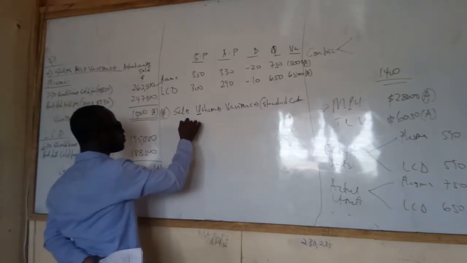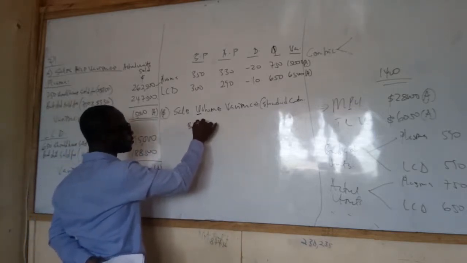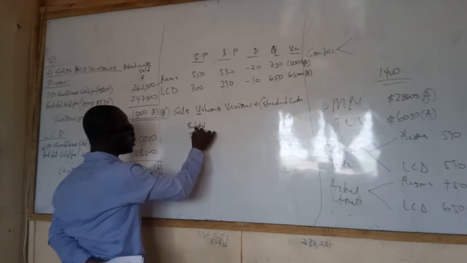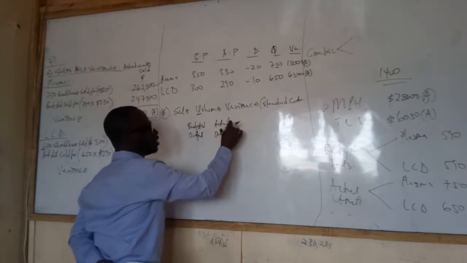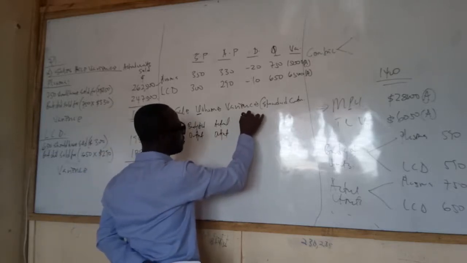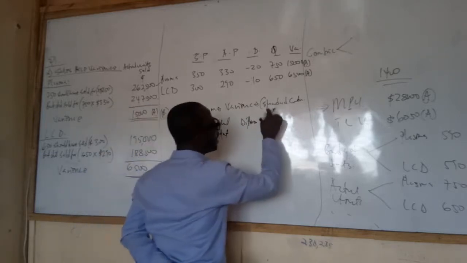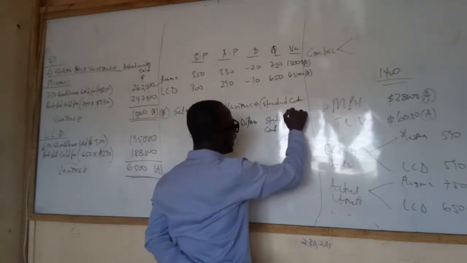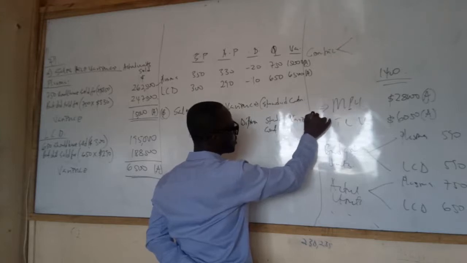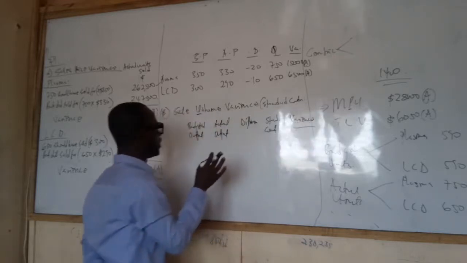So let's go. We're going to have budgeted output, then actual output, then we will have the difference in the middle. Then we'll bring standard contribution here, and then that will give us the variance. So follow me carefully.